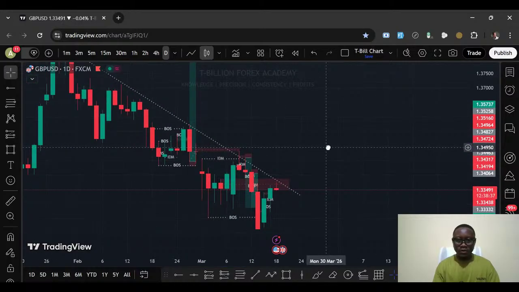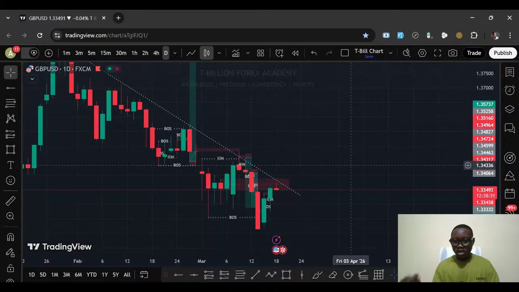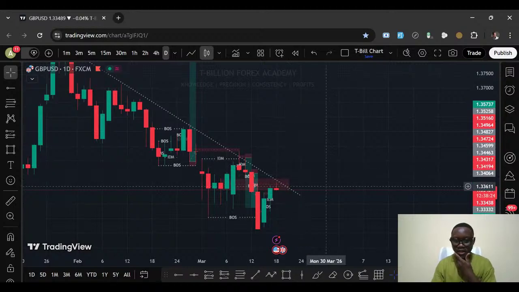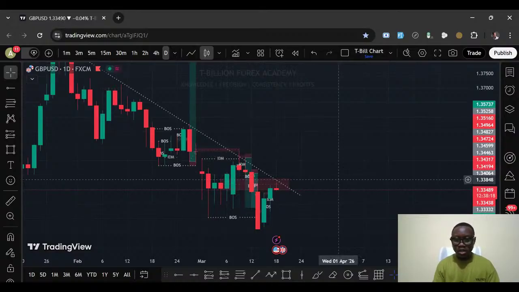And as an additional confluence, you can see the breaker block aligns with this bearish trend line, right? That is an additional confluence. Of course, it's not like we're trading the trend line, but when your POI aligns with the trend line, it increases the probability of that POI, basically. So we have this breaker block right here.